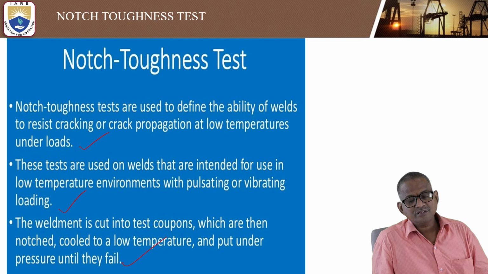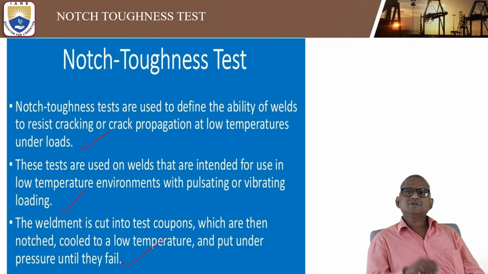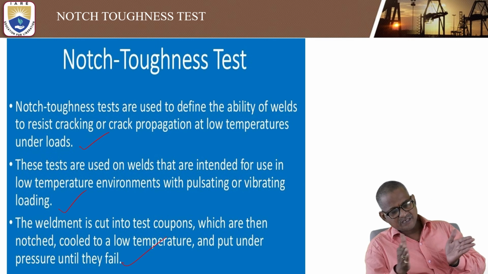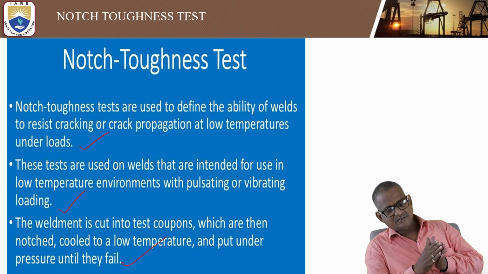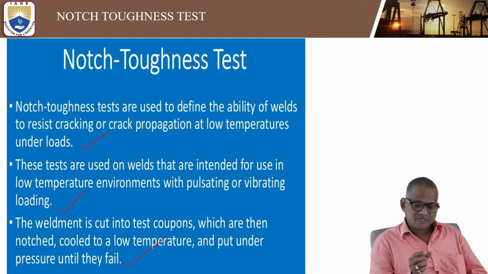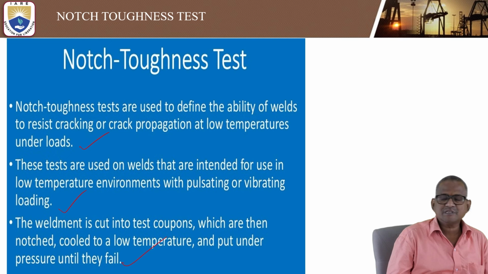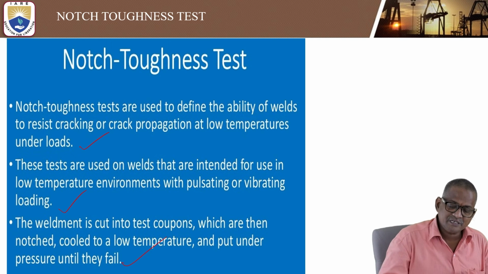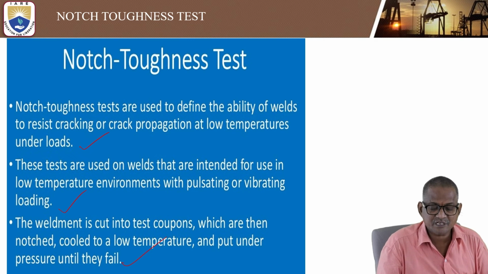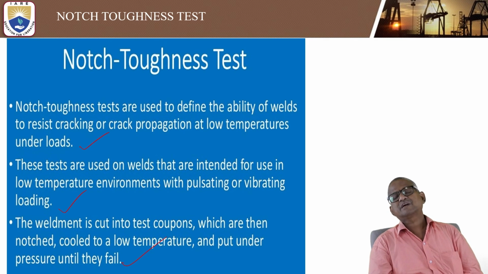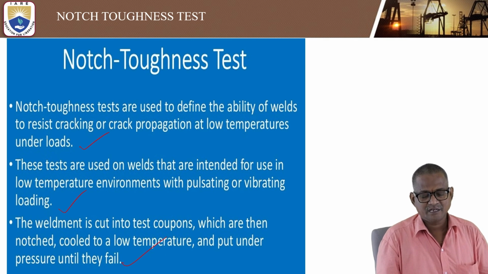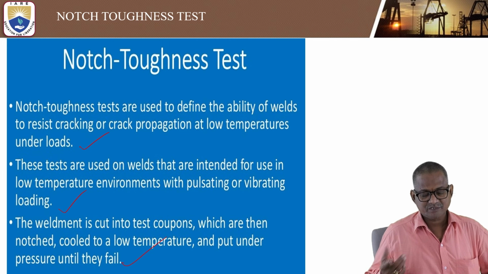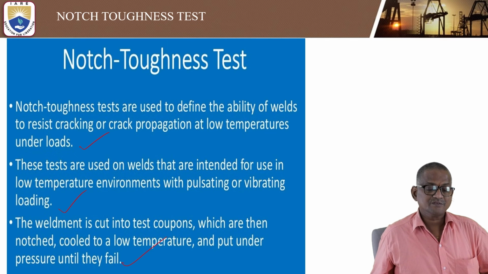So here the notch toughness test is most probably useful for the separation or removing of the component. One specimen can be kept in between that level. You maintain the distance and you are able to determine easily, the weldment cut can be easily done, with different types of test coupons. Okay, so this is about the notch toughness test.